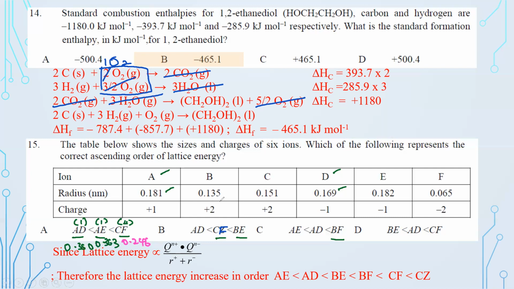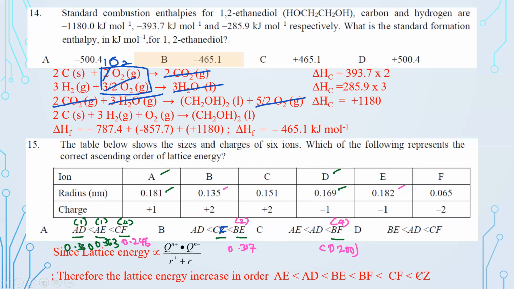And then BE: plus 2 minus 1, so it's 2 times 1, 2. Ignoring positive and negative, the radii 135 and 182 give 0.317. And then last but not least is BF. BF in here will be plus 2 minus 2, so it's 4 also. And then the interionic distance is 0.200.